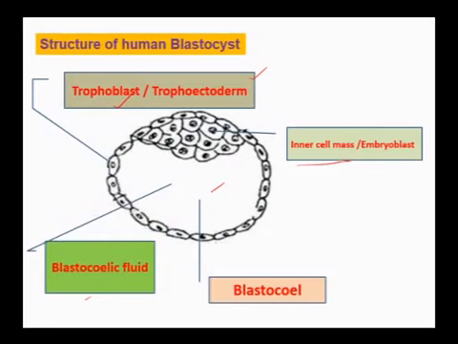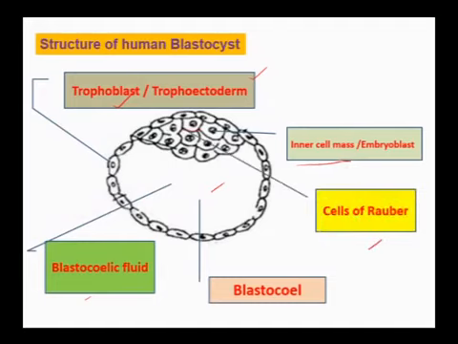So what is the fate of these cells? Here we can commonly distinguish two layers. The outermost layer of cells surrounding the blastocyst is trophoblast, and the inner cell mass we call embryoblast. The trophoblastic cells which are in contact with the embryoblast or embryonic knob are said to be cells of Rauber.